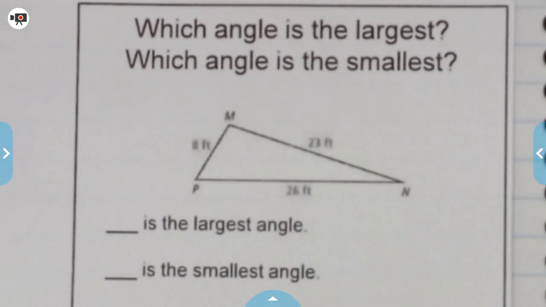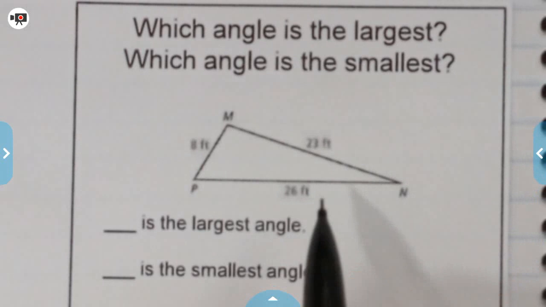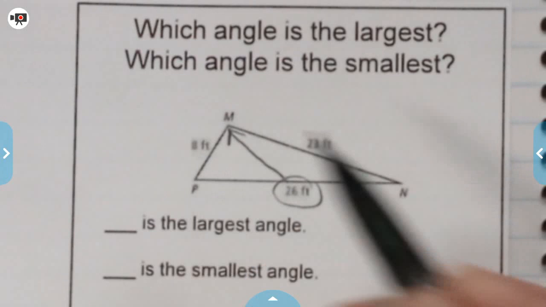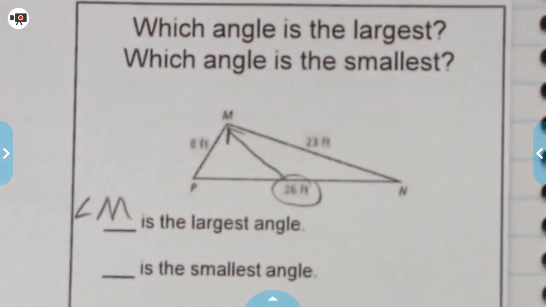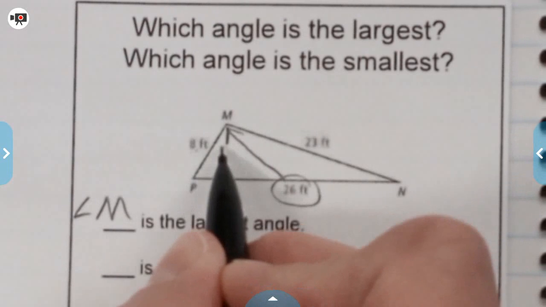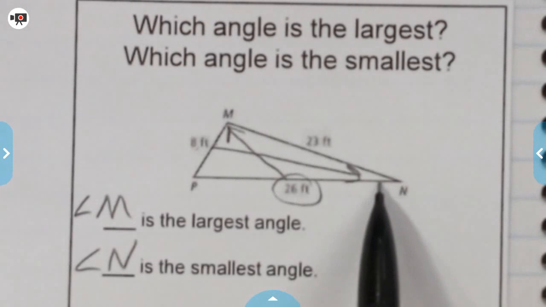So to figure out which one's the largest, I have to find which side has the largest length. So this is my largest side. Go across to the angle opposite, and I see angle M is the largest angle. Okay, so which angle is the smallest? N, because your shortest side here is 8 feet, and so across from that you have the smallest angle.